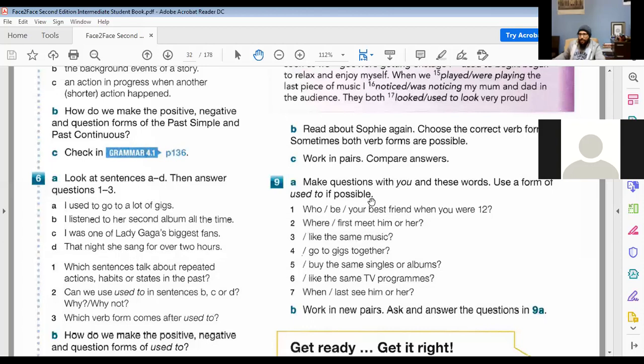In this question, what they want you to do is make questions with you using these words, okay? And if you can use used to, that's better.